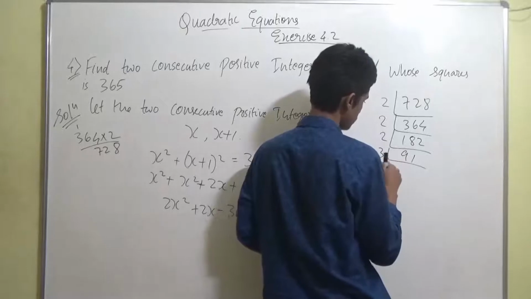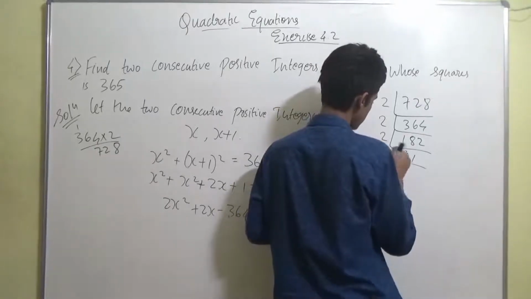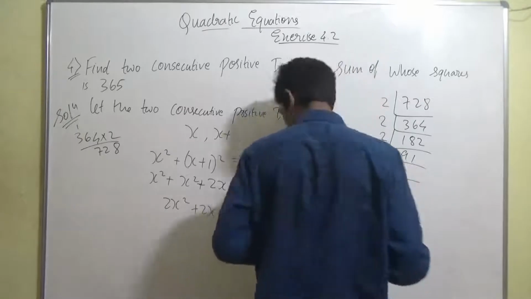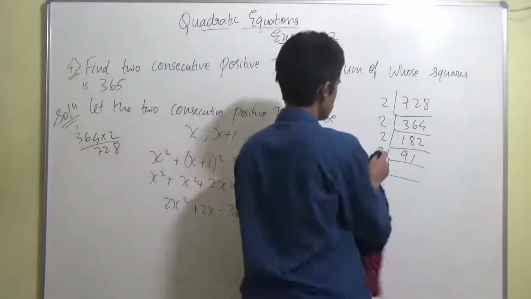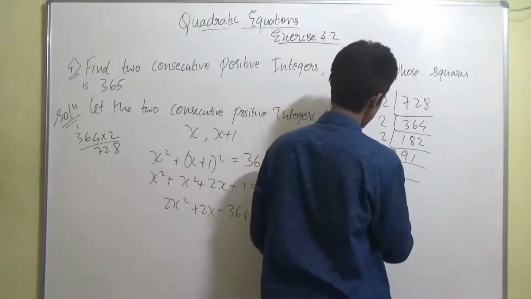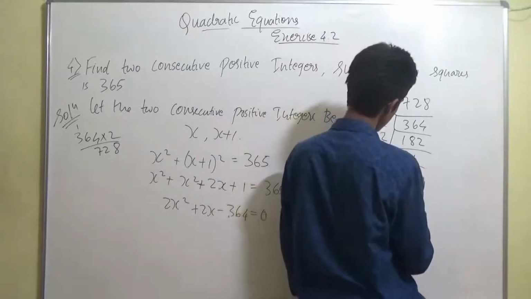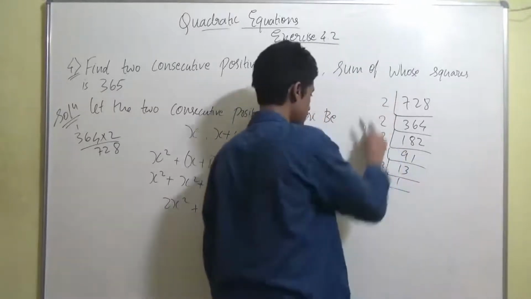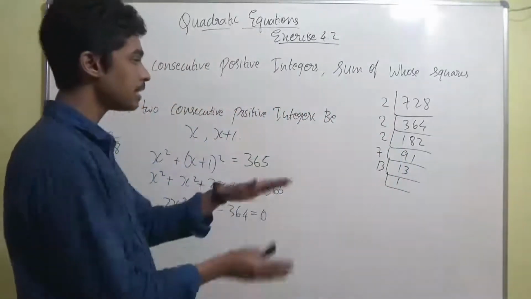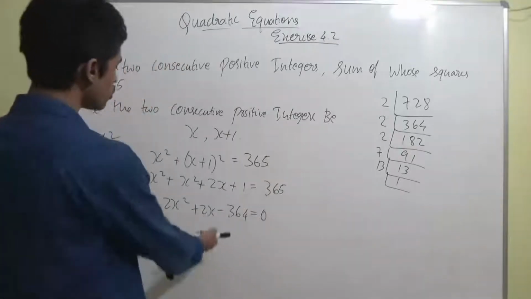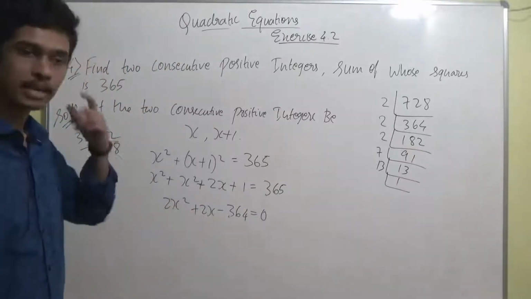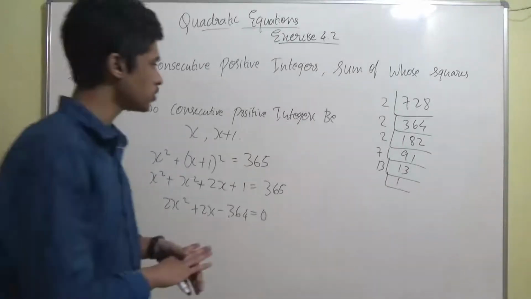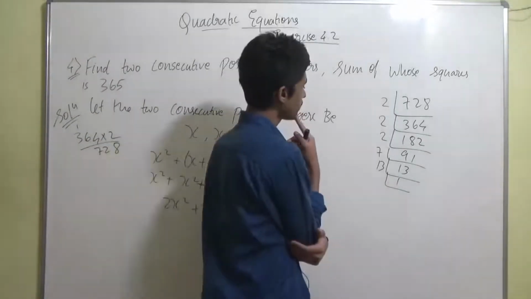Right, this is divisible by 3, no, by 7, prime factorization 7, this becomes 13, 1. Okay guys, this is the factorization. Now club them in such a way that their difference is going to be 2, because here 2 is there, right? You have to club them in such a way that their difference is equal to 2. Okay guys, let's start clubbing them.